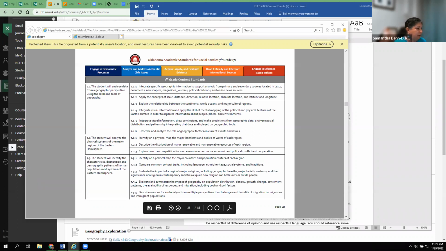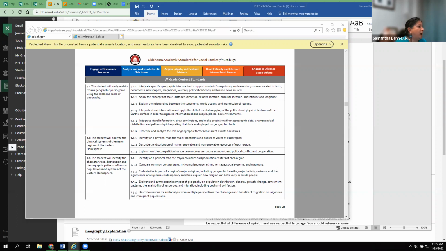7.3, they might be looking at the political map. And remember that the political map is different from the physical map. I remember it as political map has to do with politics, and politics have to do with people. So it would be people created things rather than mountains and rivers. It would be states and counties and latitude and longitude, concepts like that.